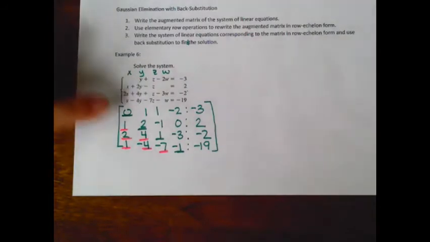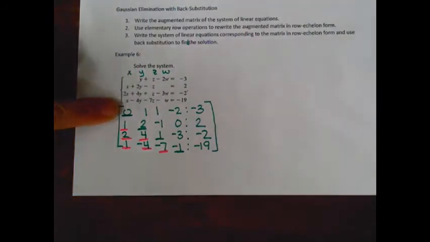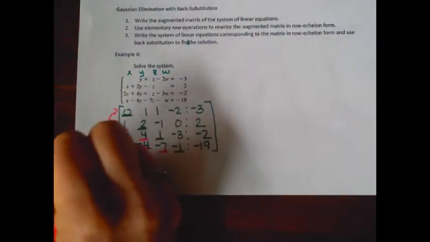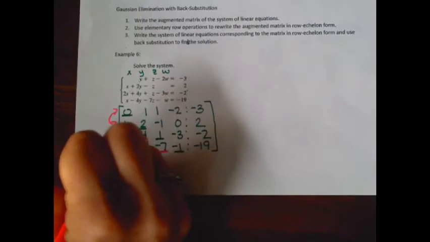So I want my first X coefficient to be 1 here. Could I just interchange the first 2 rows to get that to be 1? Yeah, so let's go ahead and just interchange my first 2 rows. Row 1 is going to change with row 2.